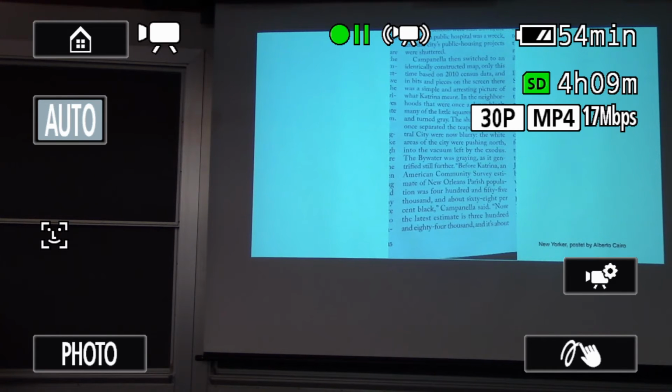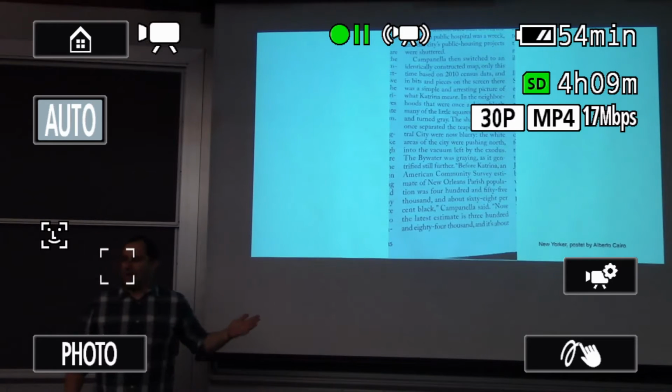Compelled and switched to identically constructed maps, only this time based on 2010 census data, and in bits and pieces of the screen there was a simple and arresting picture of what Katrina meant. In the neighborhoods that were once a dense black, many of the little squares thinned and turned gray. The sharp lines that once separated the teapot from central city were now blurred. The wide areas of the city were pushing north into the vacuum left by the exodus. So this is a paragraph describing a map.